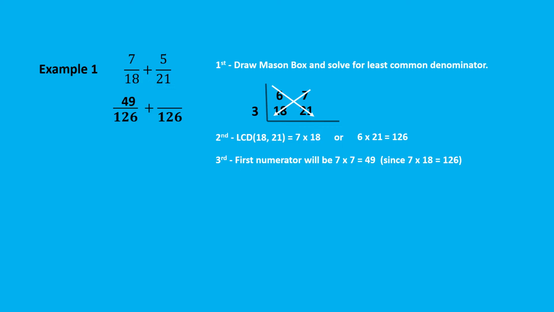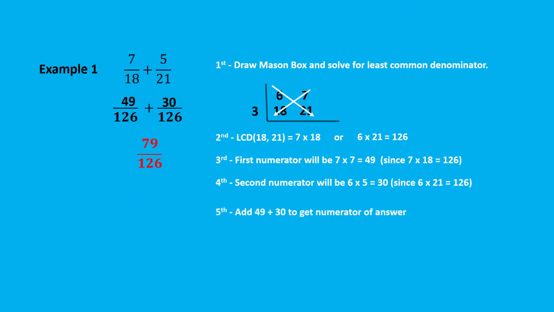First numerator will be 7 times 7, which is 49, since 7 times 18 was your 126. Second numerator will be 6 times 5 or 30, since 6 times 21 was 126 in the Mason box. Now we add 49 and 30 to get your numerator, the answer. Denominator stays 126, and we're done with 79 over 126, which will not simplify.